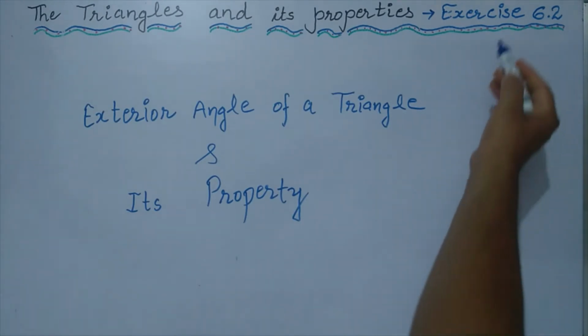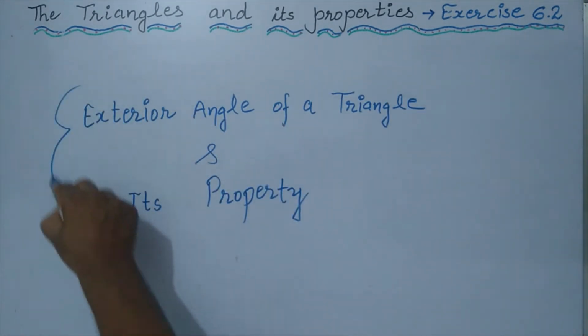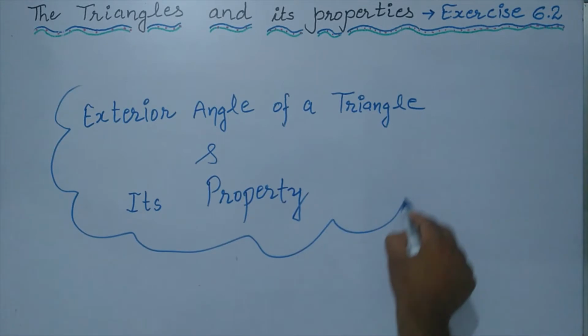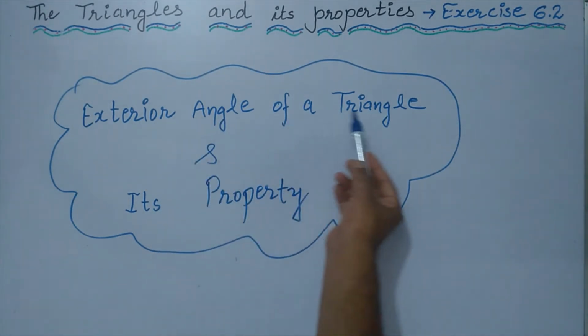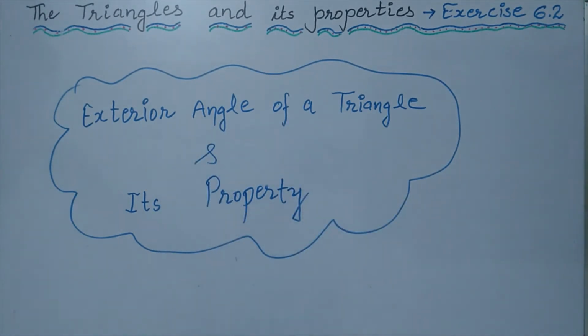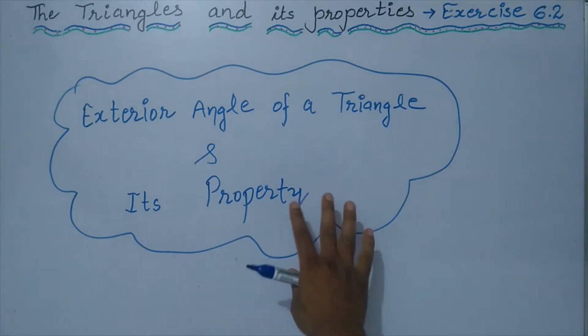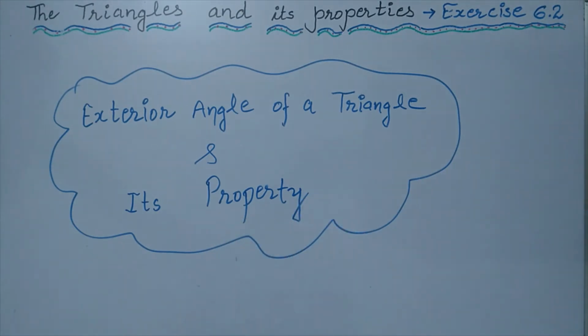In exercise 6.2 we are going to discuss the exterior angle of a triangle and its property. So, what is an exterior angle of a triangle and what is the property? Okay, we shall try to understand this with the help of one example, with the help of one activity.